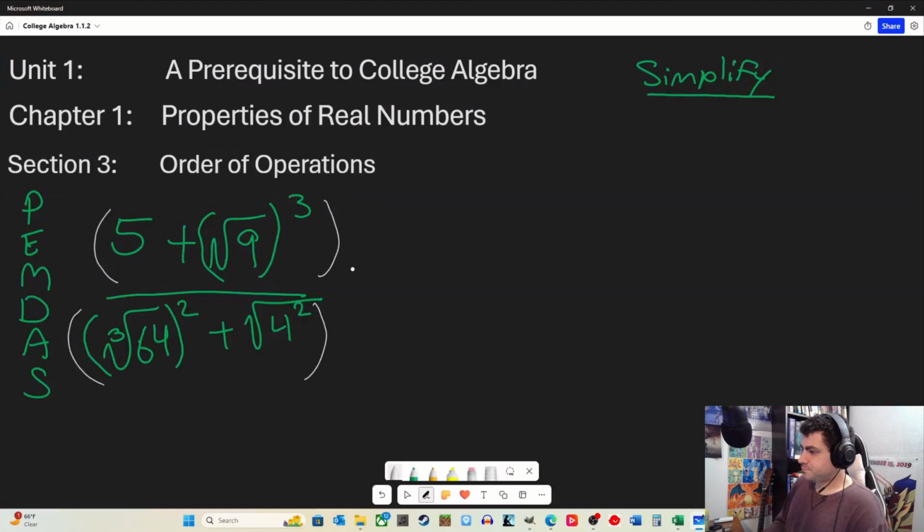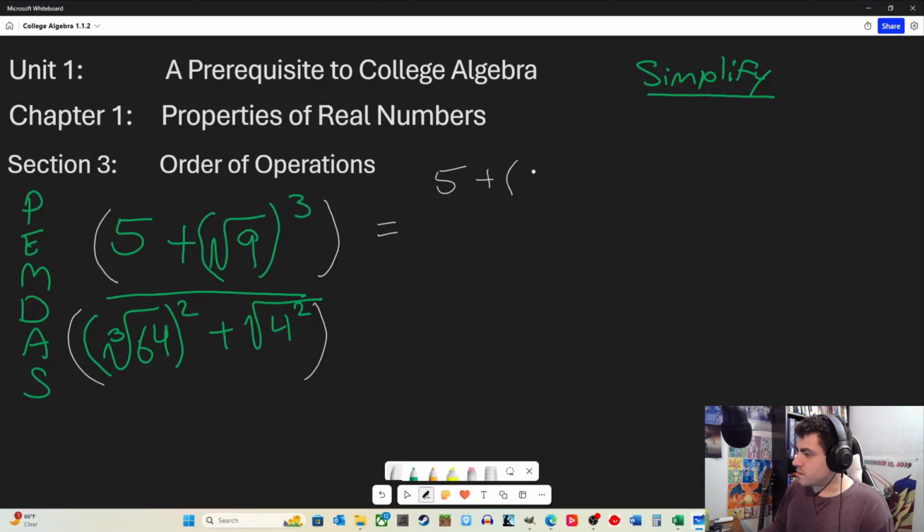So, we can't do anything with the addition. So let's carry over the 5. So we have 5 plus the square root of 9 times 3. What do we have here? We have a square root inside of the parentheses. Let's do the parentheses first.